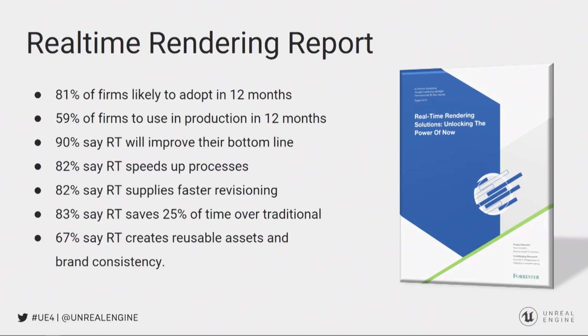81% of firms are likely to adopt a game engine type technology in 12 months. Of that 81%, 59% say, hey, we're going to use it in production. And the stats continue to speak for themselves. 90% say that it'll improve their bottom line. And ultimately, this one is also a big one. 83% say real-time saves 25% costs over traditional means. So that's a big major factor.